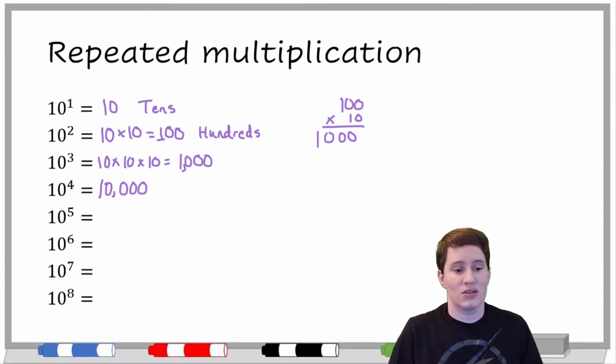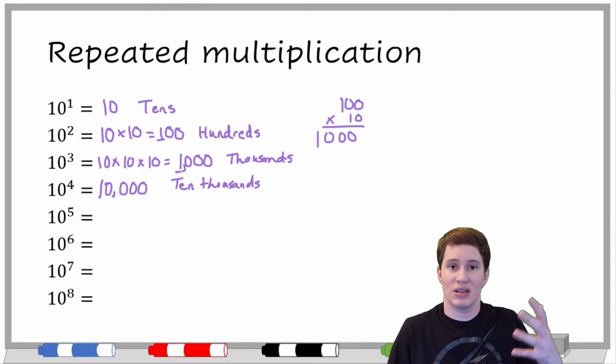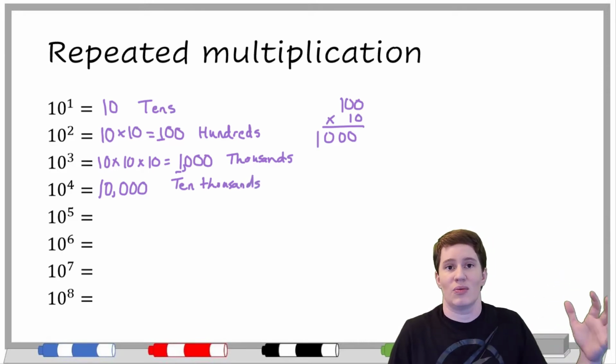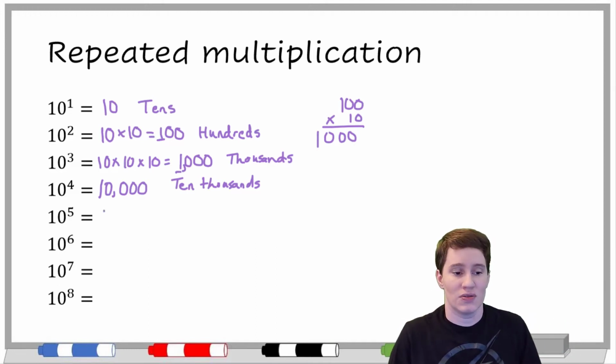So 10 to the third is 1,000. So this 1 right here is in the thousands place. So then 10 to the fourth is 10,000. And these names are probably not going to seem very original. This is the 10,000s place. And we could just keep going. So each of these that we're timesing by another 10, we're going to end up with another 0. So 10 to the fifth would be 100,000. And we call this the 100,000s place.